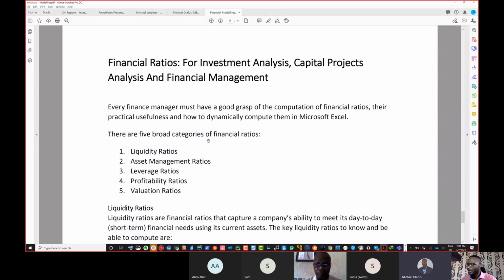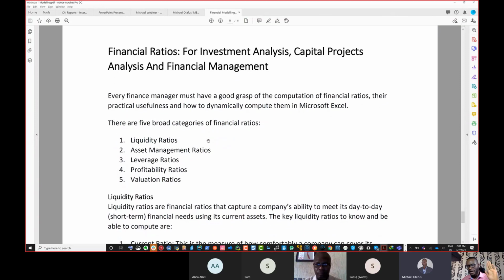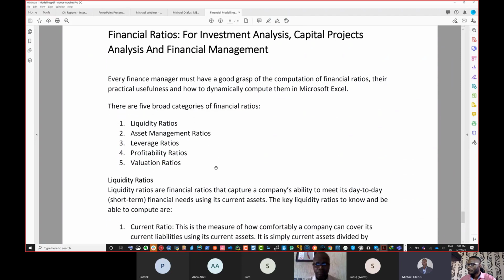So we have 5 broad categories of financial ratios. Number 1 are liquidity ratios, right? When we say liquidity, essentially you are talking about cash position, or the things that are as close to cash as possible, right? So they help you capture how well you are able to meet your day-to-day liquidity needs, how you're able to meet your short-term financial needs.